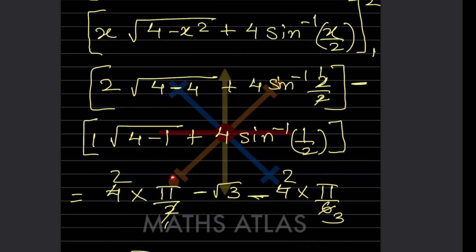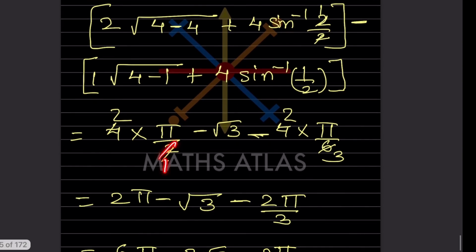So here what are you going to write? This 4 into pi by 2 minus root 3. And here, 4 sine inverse 1 by 2 means that is going to be pi by 6. So now 2 ones are 2, 2 twos are 4, and here what remains is 2 pi minus root 3, here 2 pi by 3.